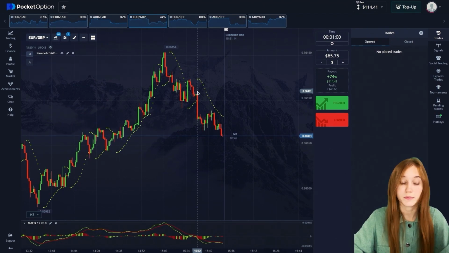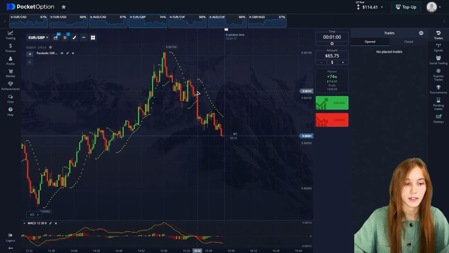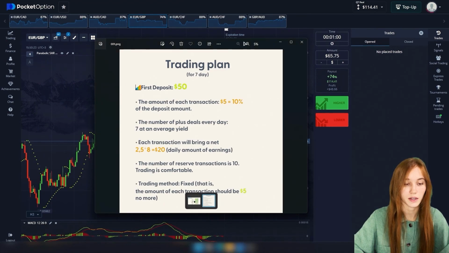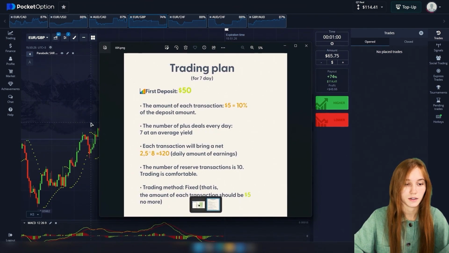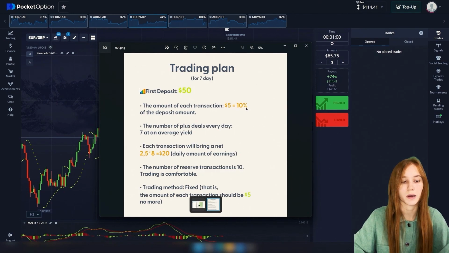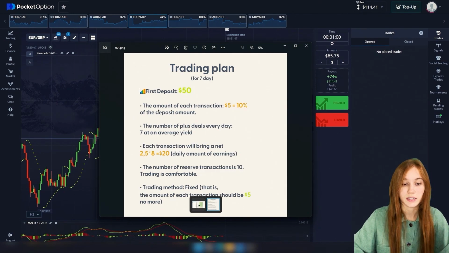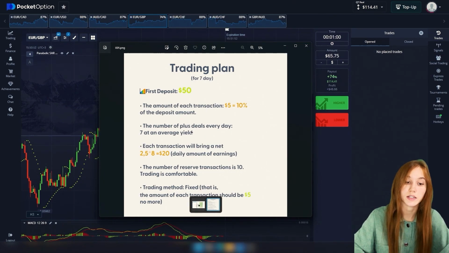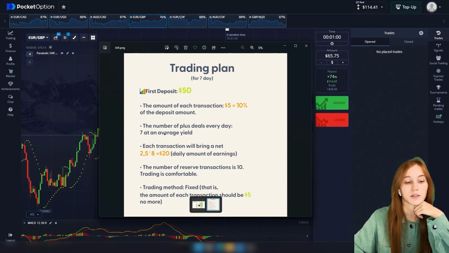Show you the strategy, a small strategy. You see this, it's parameters table for you. It's a plan for 7 days with $50, our deposits, starting deposits. The amount of each deal is $5. It's 10% of the total deposit amount. And the number of profitable deals we have every day is an average number of successful deals. 7 days of profitable ones.